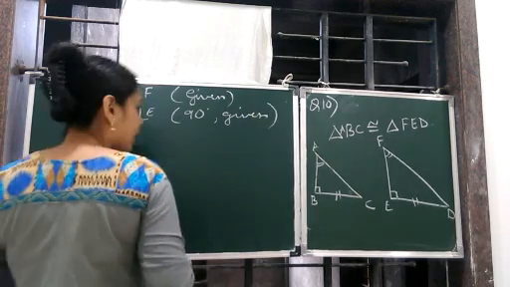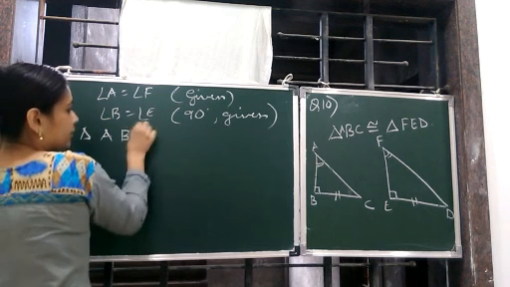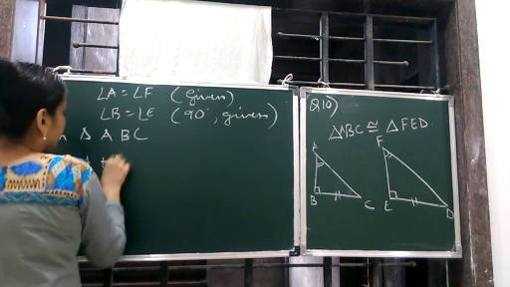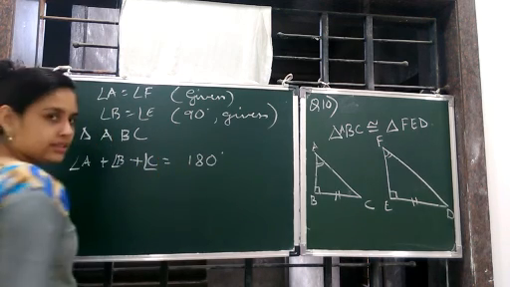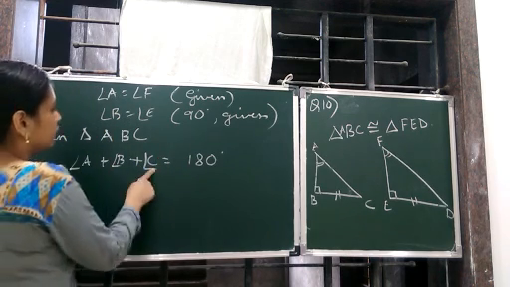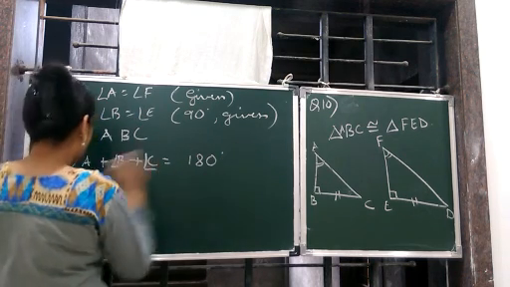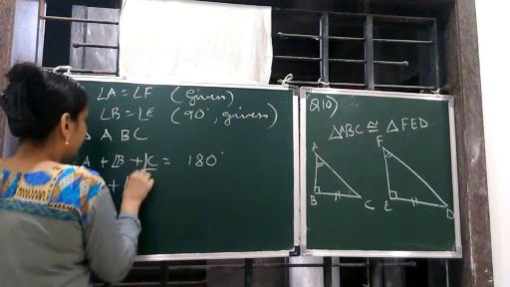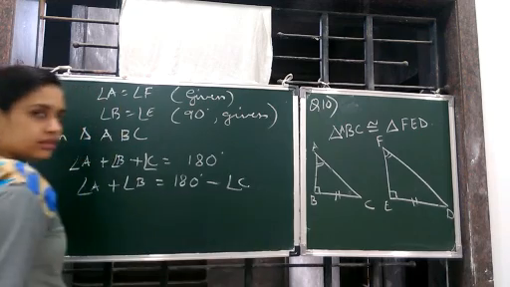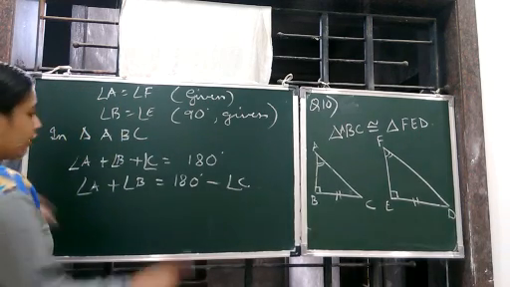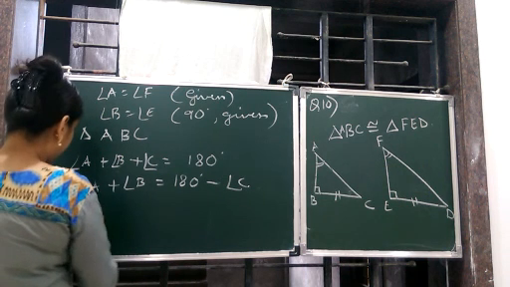Now in triangle ABC, angle A plus angle B plus angle C is 180 degree, right? We know A and B are equal to F and E, correct? So if we move this here, angle A plus angle B is equal to 180 degree minus angle C. Got it? Now again we go to the next triangle, that is triangle FED.